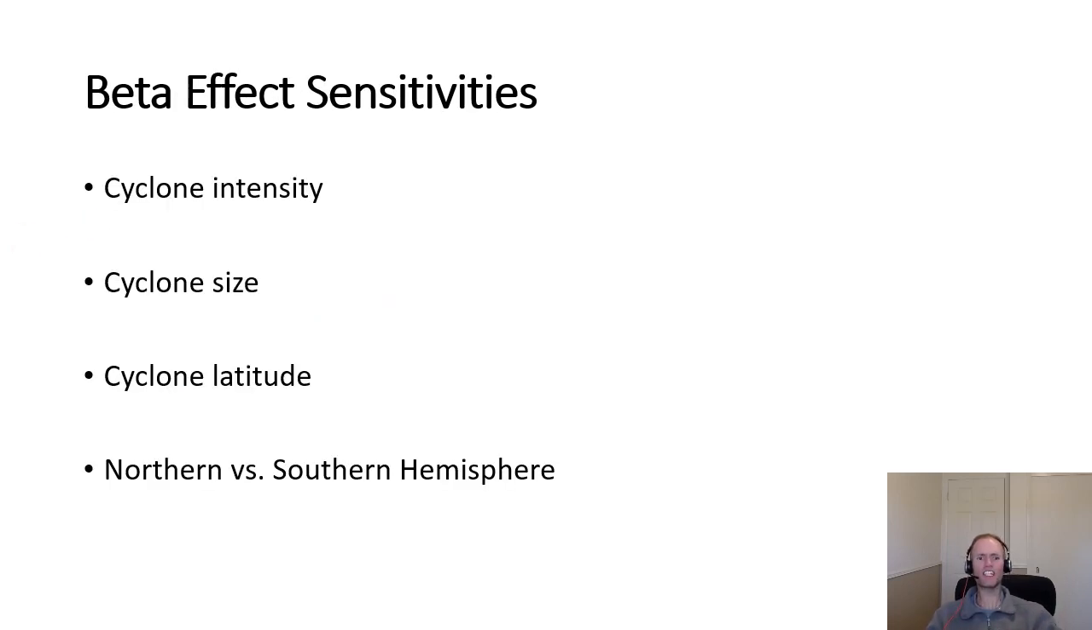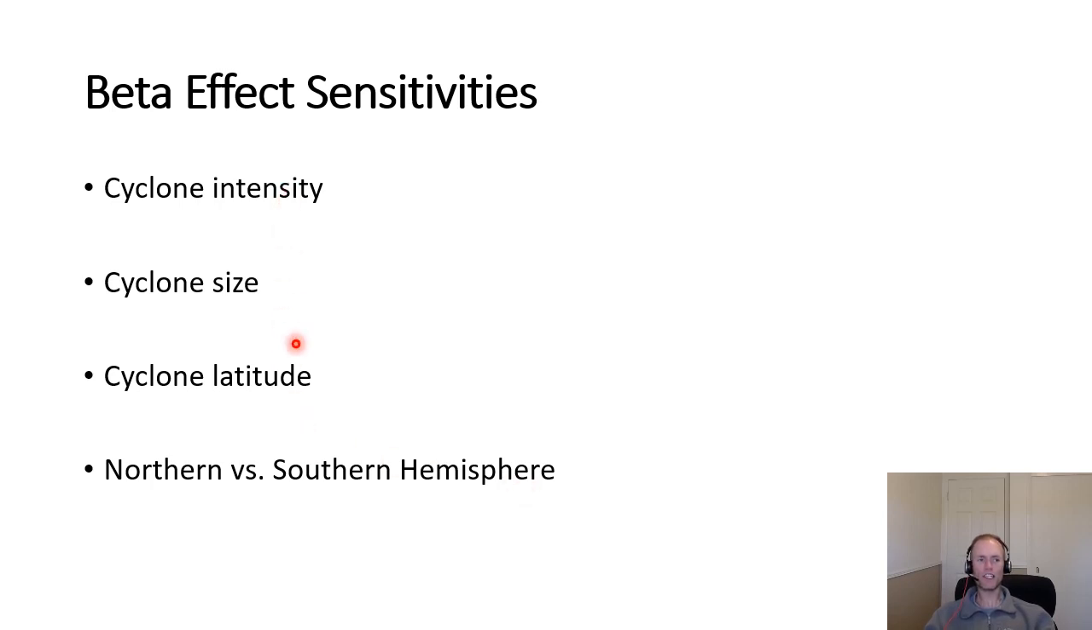So there are a lot of sensitivities in terms of the beta effect. Cyclone intensity is going to lead to variations in the beta effect. Cyclone size, its expanse of cyclonic flow, will lead to some variations in what we've shown here. Its latitude, given the dependence of the Coriolis parameter on latitude, will lead to a difference in terms of the magnitude of the beta effect. And whether you're in the northern or southern hemisphere modifies the sign of the Coriolis parameter, which modifies the sense of the relative vorticity or rotation there.